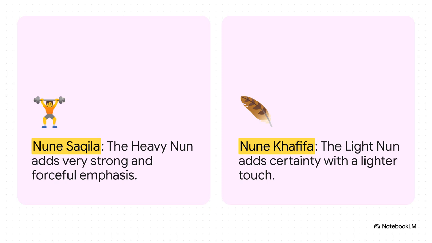Notice the weight difference between the two tools we're comparing here? On one side, we have the nun thaqila, the heavy nun. This provides a very strong, unyielding, and forceful emphasis. It is literally the grammatical equivalent of slamming your fist on the table. On the other side, we have the nun khafifa, the light nun. This one also adds a layer of certainty and urgency, but with a slightly lighter, swifter touch. Think of them as grammatical power-ups. You just snap them onto the end of your imperative verb, and instantly, your command is amplified with unmistakable certainty and force, perfectly calibrated to the urgency of the moment.